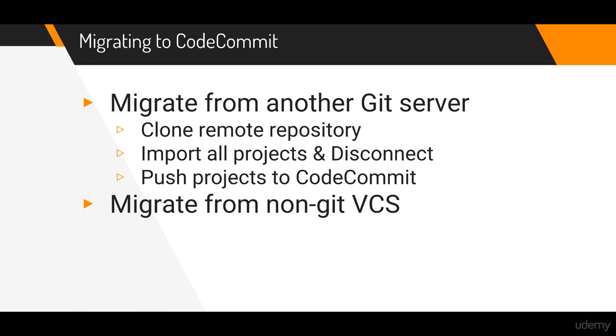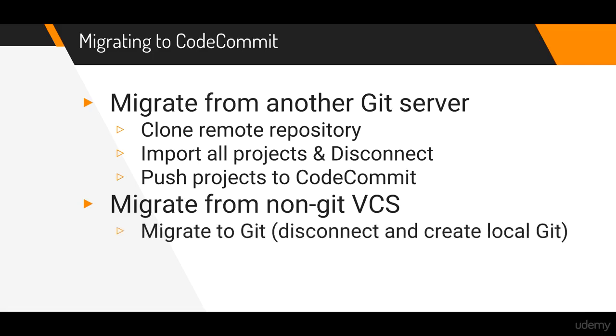The other case is that if you are migrating from a non-Git version control system. In this case, you have to migrate to Git. If there is a straight path for your version control system to migrate it to Git, you should follow this path. Otherwise, you should just import all of these projects in your local development environment, disconnect them from the original version control system, and then as you have these projects local to your environment, push your projects to the new repository you have created on CodeCommit.